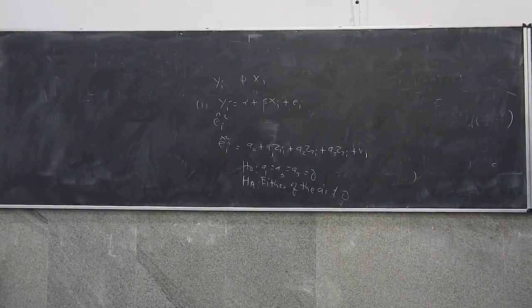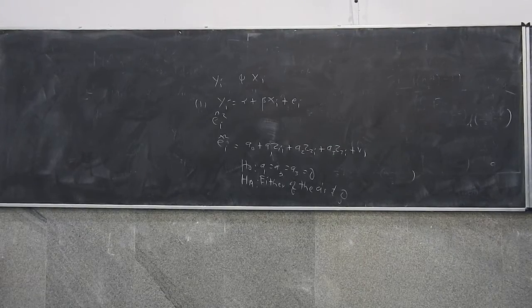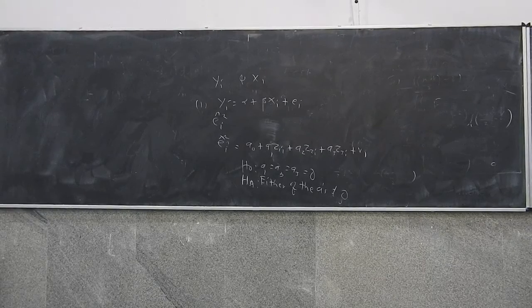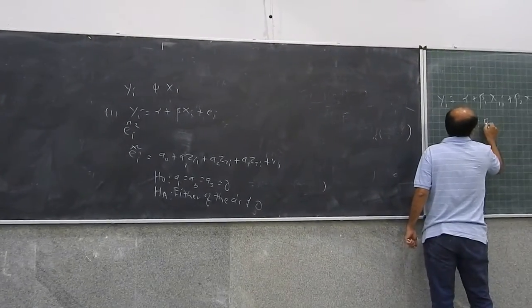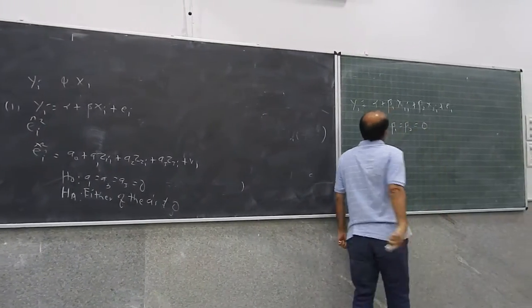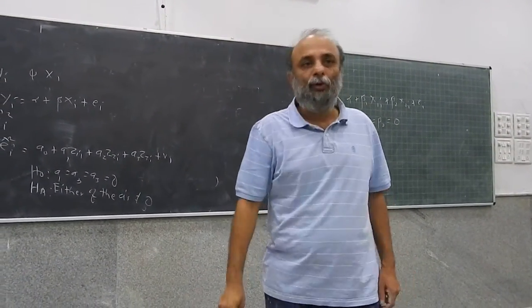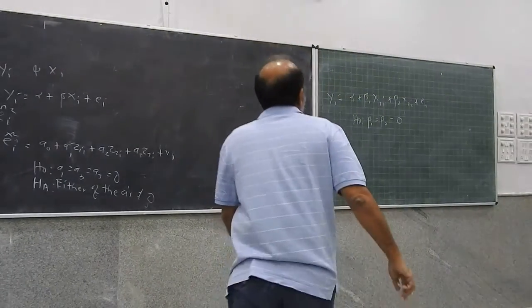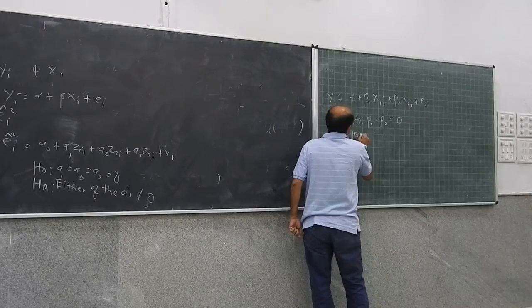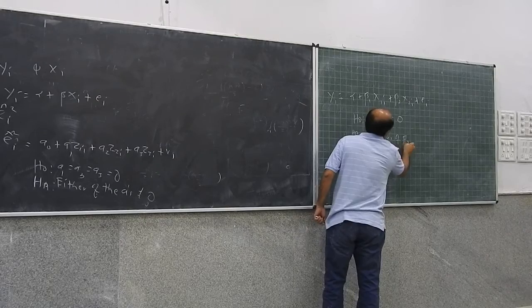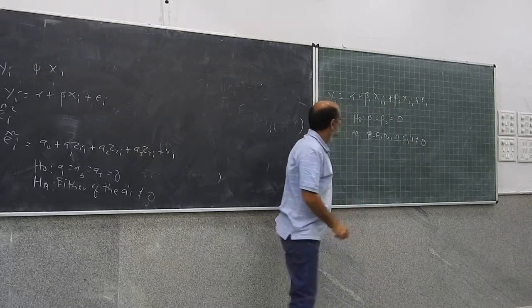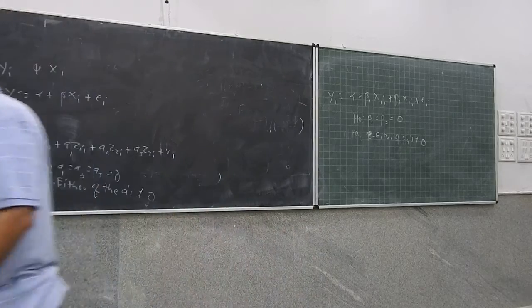So suppose I have a regression model y_i is alpha plus beta 1 x_i plus beta 2 x2_i plus e. Okay? And suppose I want to test the null H naught, beta 1 is equal to beta 2 is equal to 0, against the alternative that either of beta is not equal to 0.